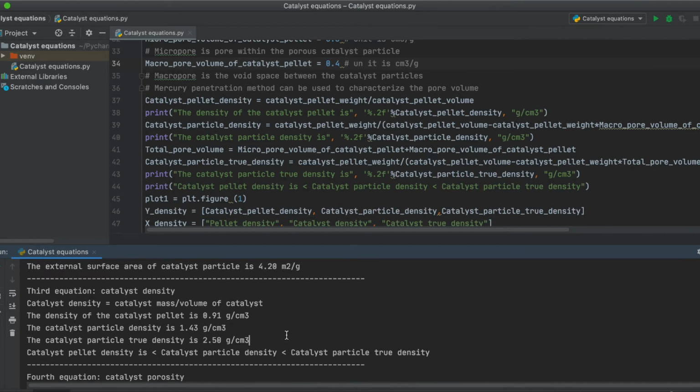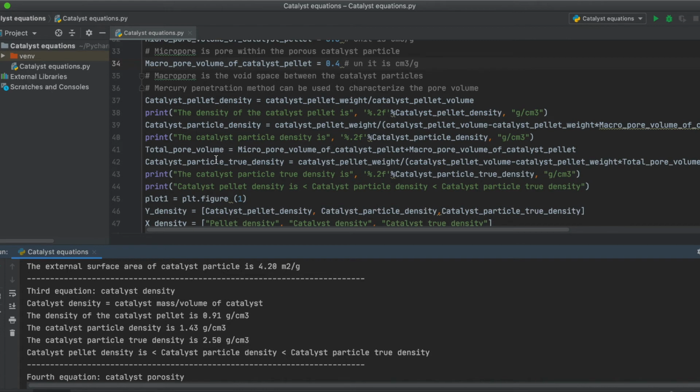And as we know, most of the catalysts are porous. If you want to calculate the catalyst particle true density, besides excluding the micropore volume within this pellet, you also need to exclude the micropore volume. And again, this information can be obtained by using the mercury porosimetry method.